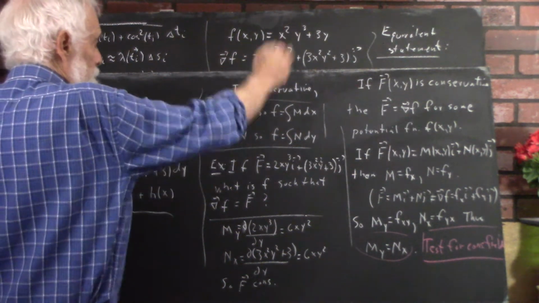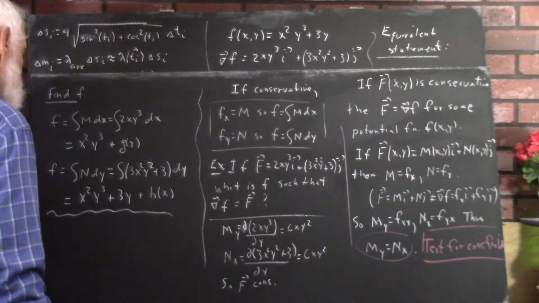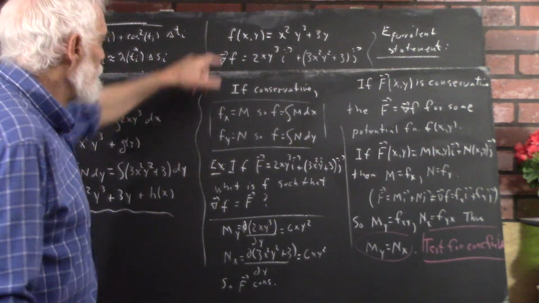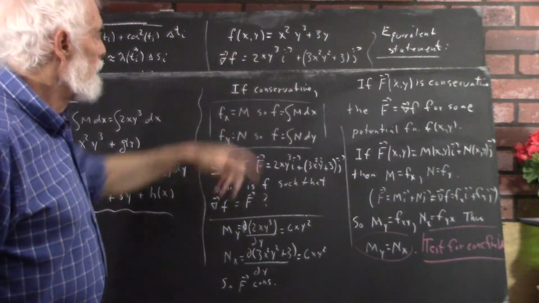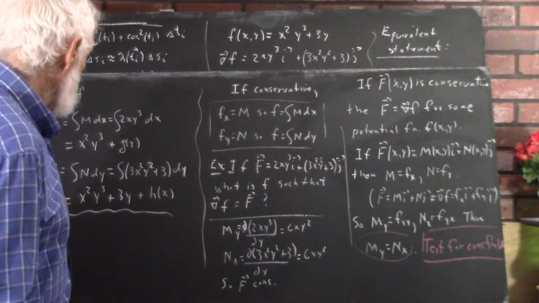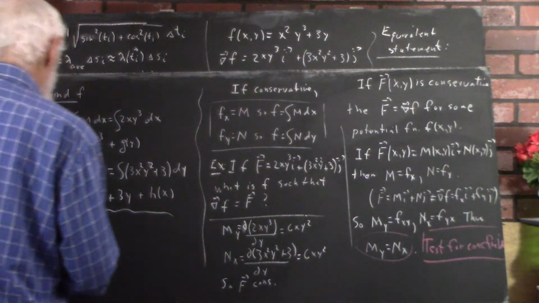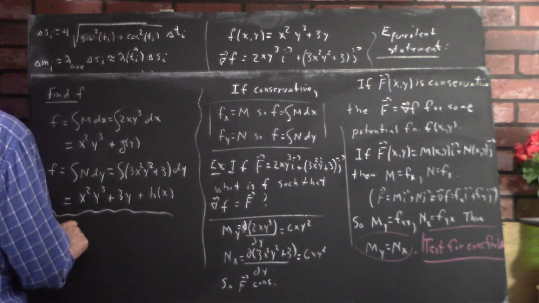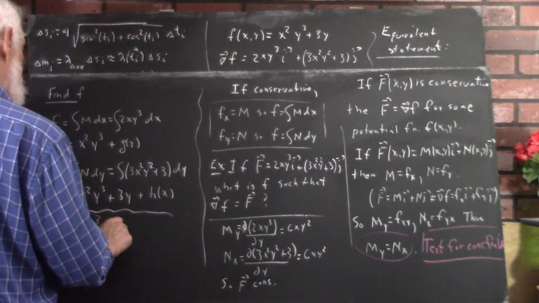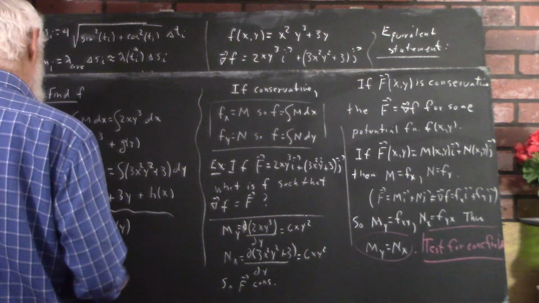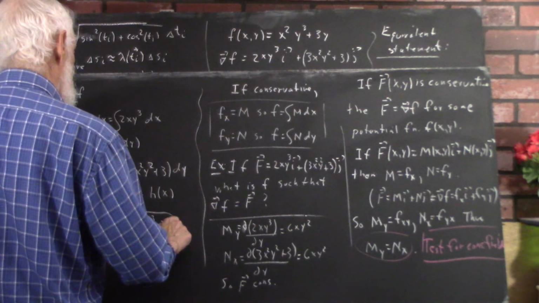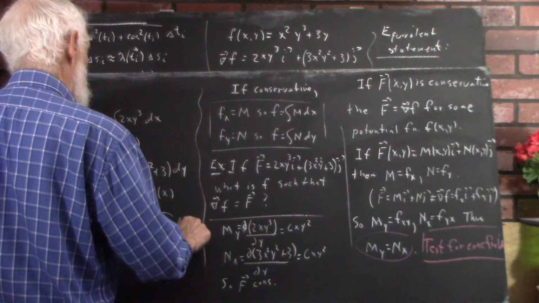Had I added another x term independent of y, we would have needed the h of x. So if this thing had had an x term, kind of like it has the 3y term that you don't see in this integral, you have to be careful about that. So, f equals x squared y cubed plus g of y, and that equals x squared y cubed plus 3y plus h of x.